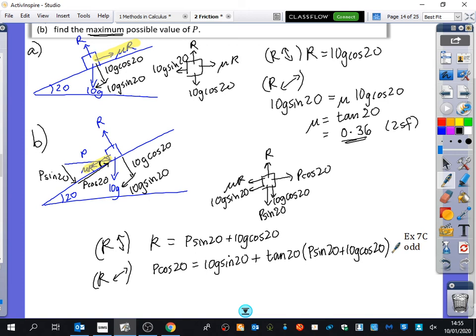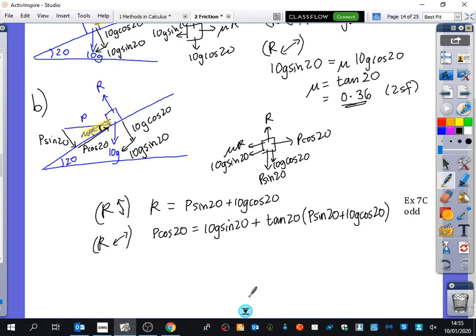What kind of equation is this? Single variable, okay? There's only P in there. Everything else is a number. So we're going to just do the same technique that Amara said before, which was get P all onto one side, factorize, and divide. I'm going to take it a little bit slower than I did before. So I've got 10g sine 20, plus P sine 20 tan 20, plus 10g cos 20 tan 20. These are all horrible, horrible numbers. Now, some of these are probably going to simplify, aren't they? Which one of these is going to simplify?